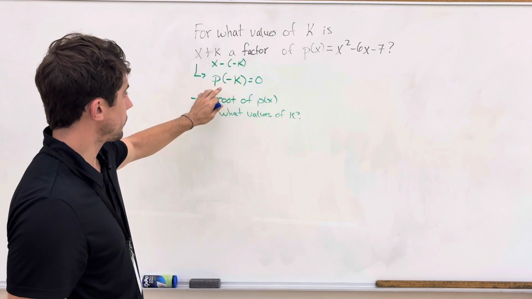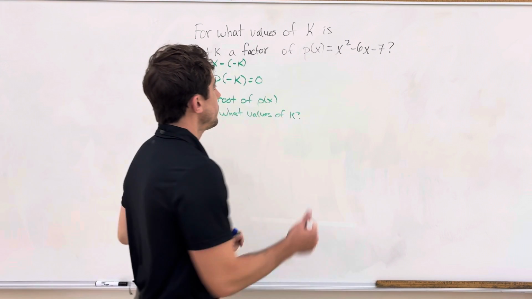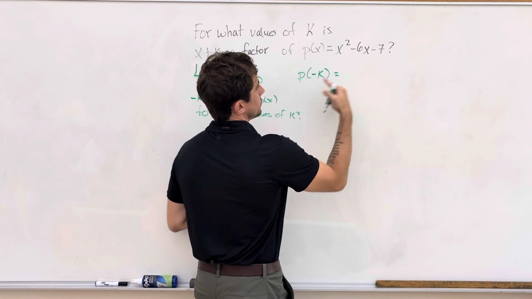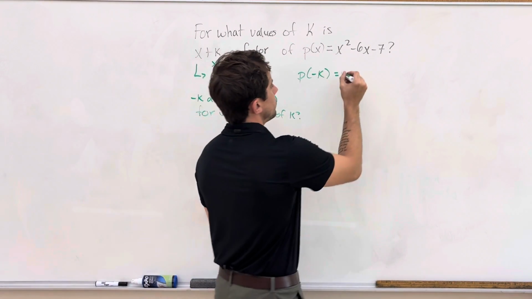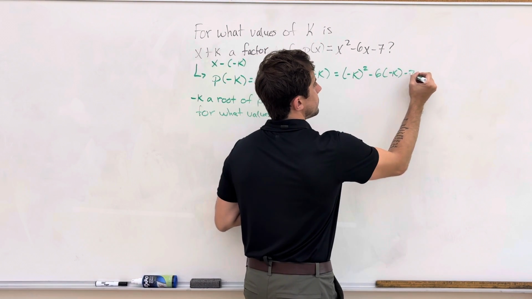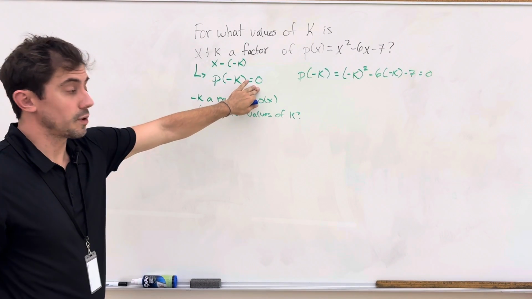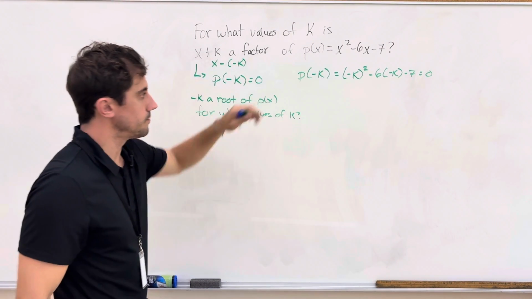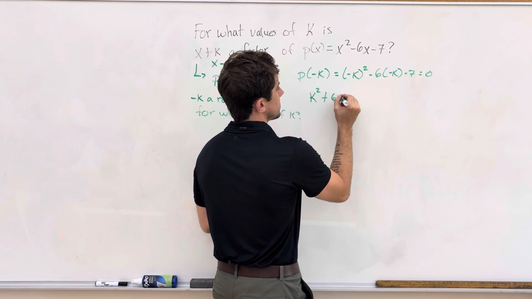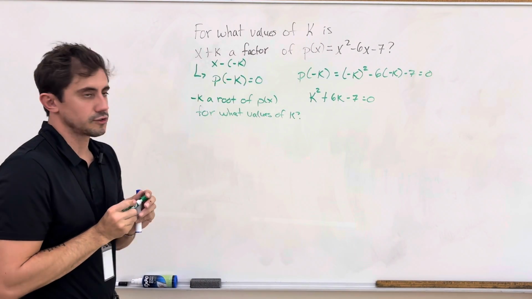And so to do that, we're going to evaluate p at negative k and set it equal to 0 to solve for k. So we'll have p of negative k is equal to, plugging in negative k for x, negative k all squared minus 6 times negative k minus 7. And again, we're looking for when that is equal to 0. For what values of k is that equal to 0? And so what that means is that k squared plus 6k minus 7 equals 0 is the equation that we are trying to solve.